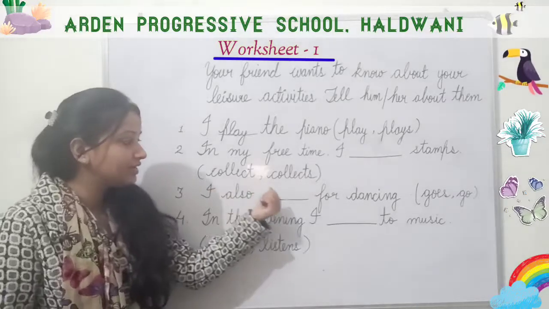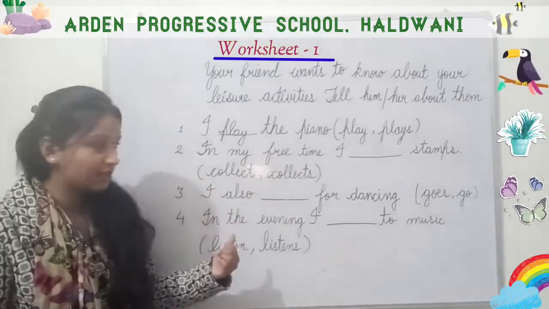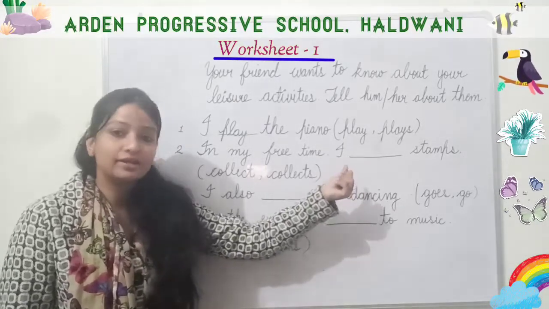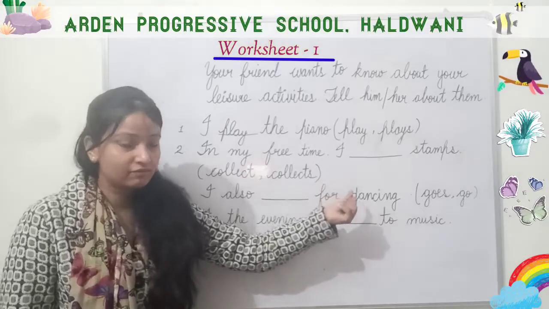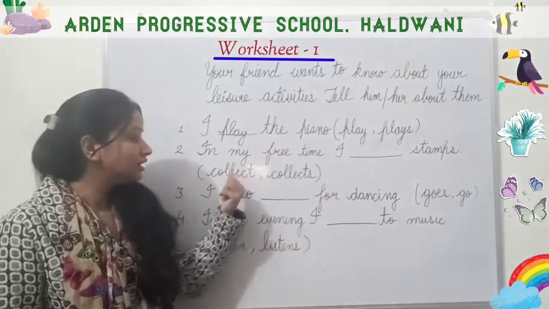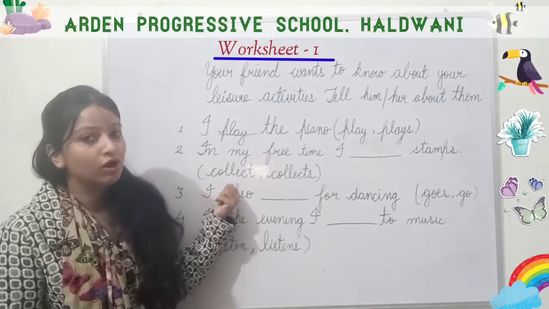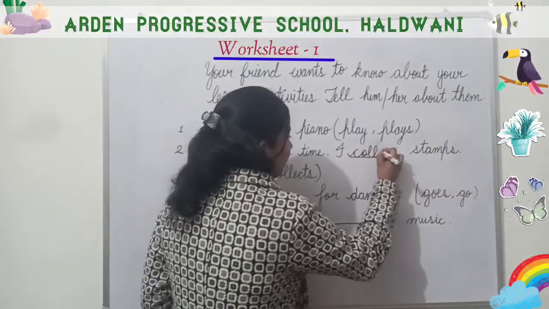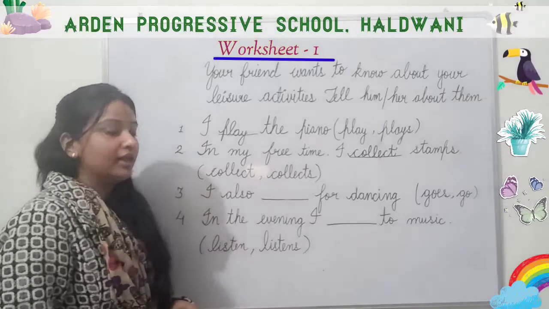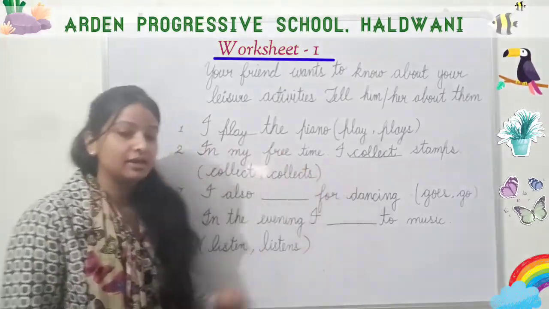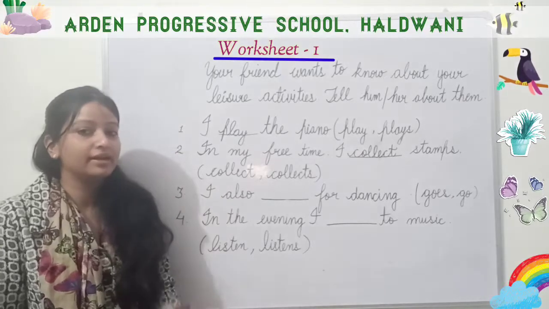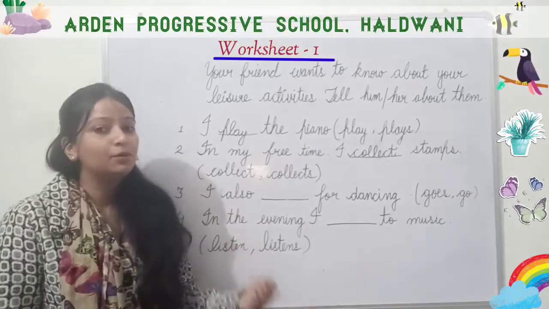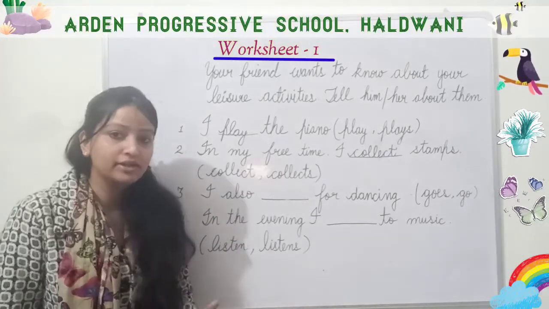So in my free time I dash stamps. So here we have collect, collects. So what should be there? As I have told you, I is a singular subject which does not follow the rule of subject verb agreement and uses the plural verb. Collect, C-O-L-L-E-C-T. So I collect. I play. I collect. I is a singular subject, but it does not follow the rule of subject verb agreement. Hence, it uses the plural verb, and plural verb does not include s or es.